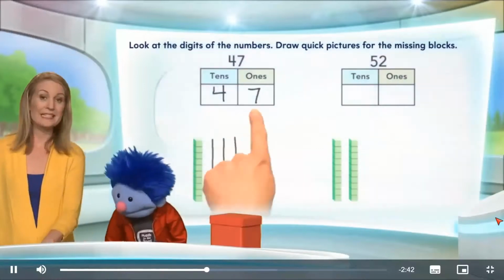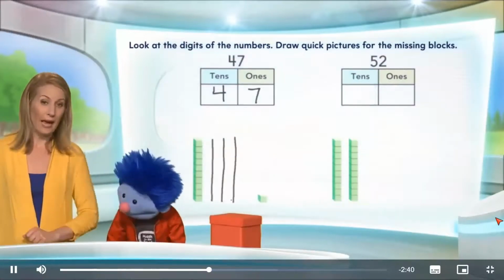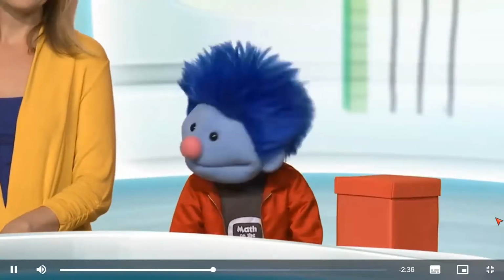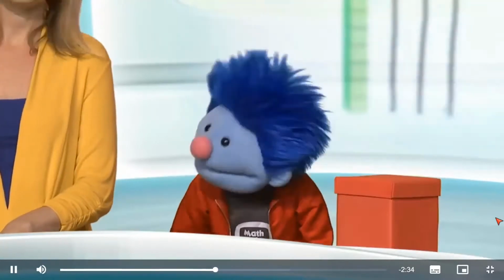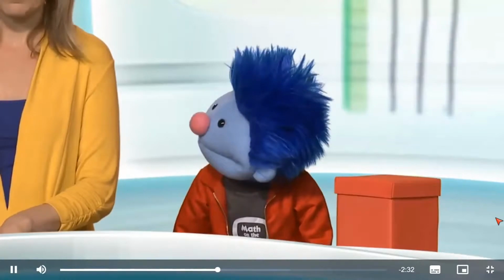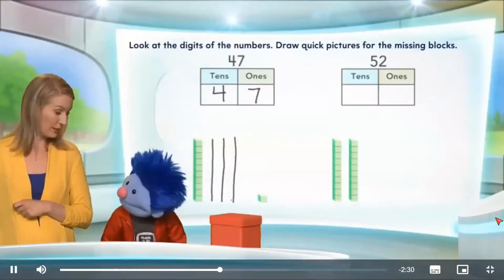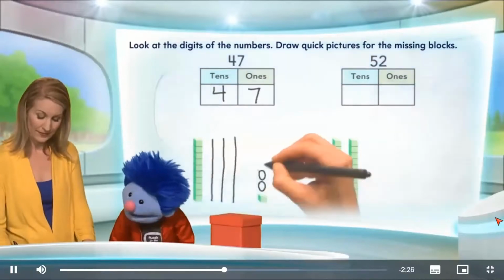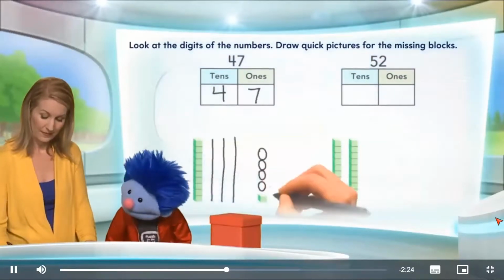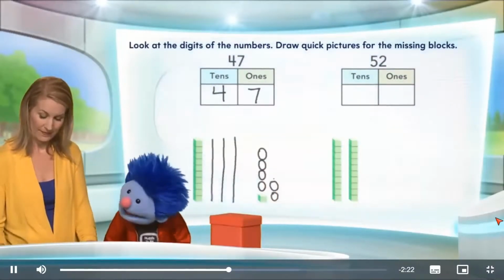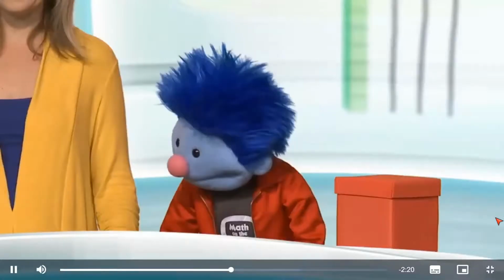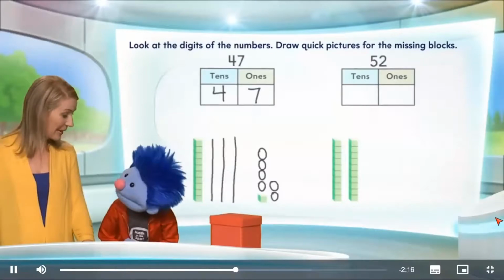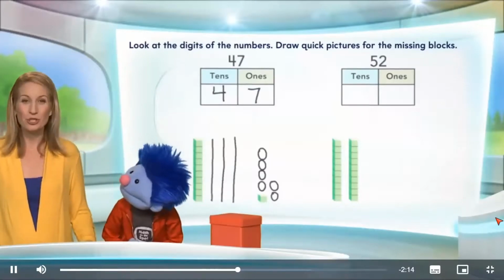Now what we need is 7 ones. Okay. How many do we have already? You have 1. Okay, so we're missing some, aren't we? We sure are. Yeah, we need 7 of them. So let's go ahead and put them in. Okay. There's 1. 1, 2, 3, 4, 5, 6, 7. Well done! Thank you. So we're going to do exactly the same thing with the number 52 when we come right back.